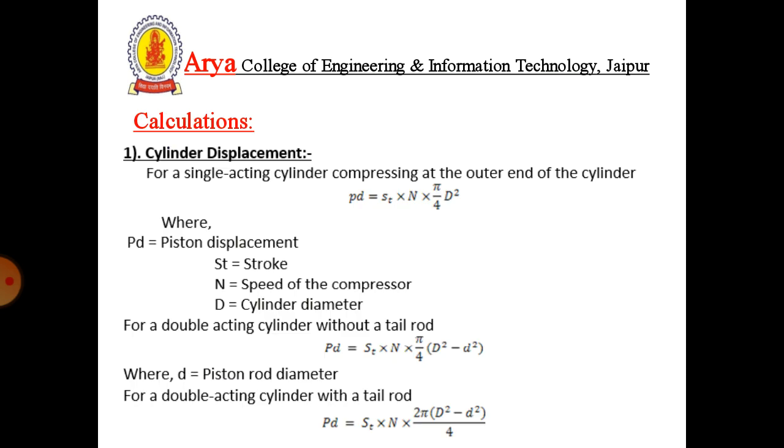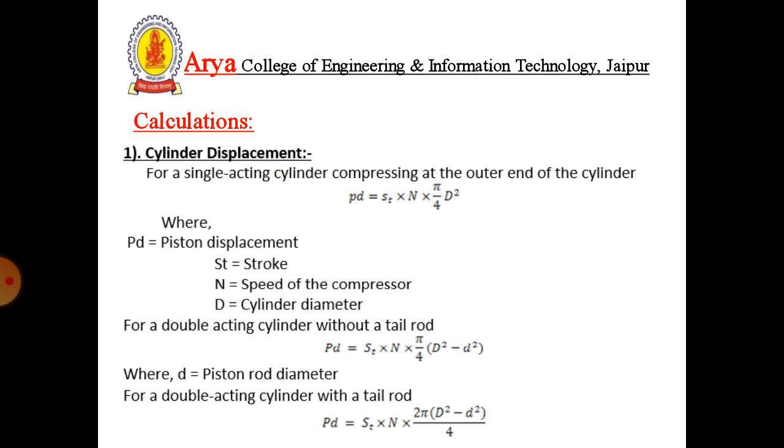Now, different calculations of the reciprocating compressor. First is cylinder displacement. For a single acting cylinder compressing air, the piston displacement PD equals ST into N into pi by 4 D square, where PD is the piston displacement, ST is the stroke, or you can say stroke length, N is the speed of the compressor in terms of RPM, and D is the cylinder diameter.